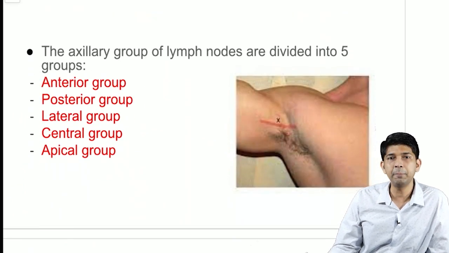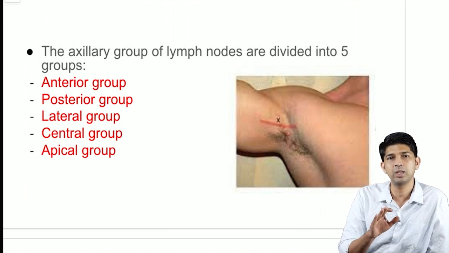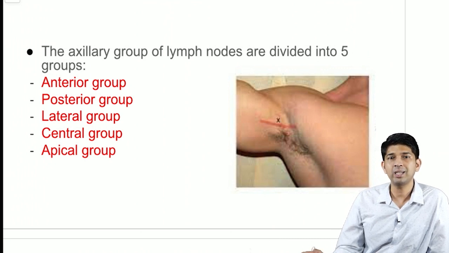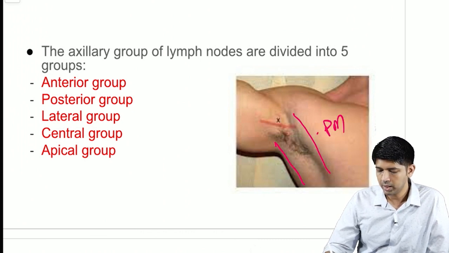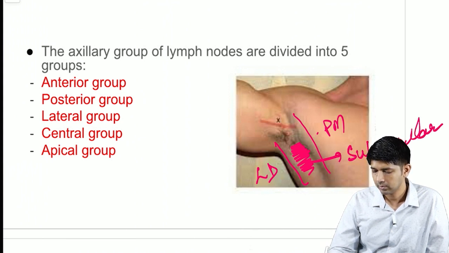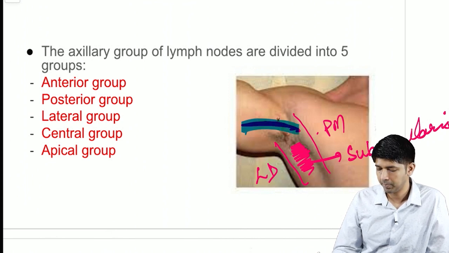Now let's look a bit deeper into the axillary group of lymph nodes, because this is very important in your clinical examination and they will ask you this in your viva. What are the groups of axillary lymph nodes? Now for that you need to understand the boundary of the axilla. Alright, anteriorly it is bound by the pectoralis major. Posteriorly, you're going to have the latissimus dorsi. Beneath this, or the floor, is formed by the subscapularis. And this is where you're going to have your axillary vein.